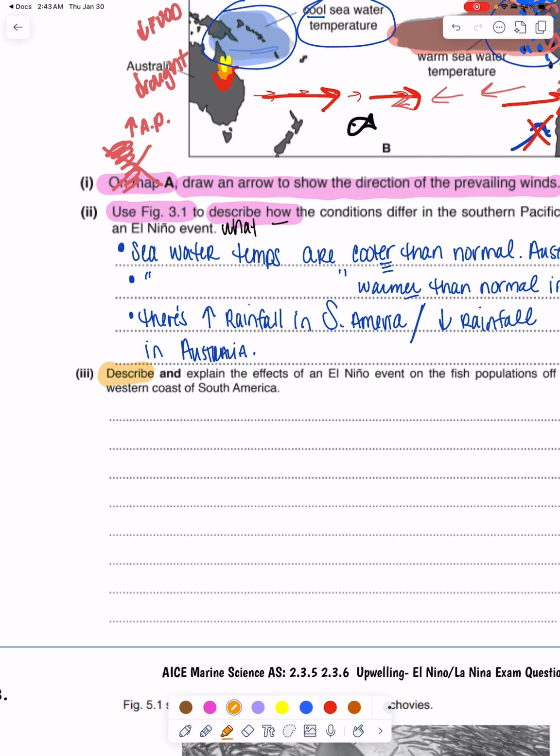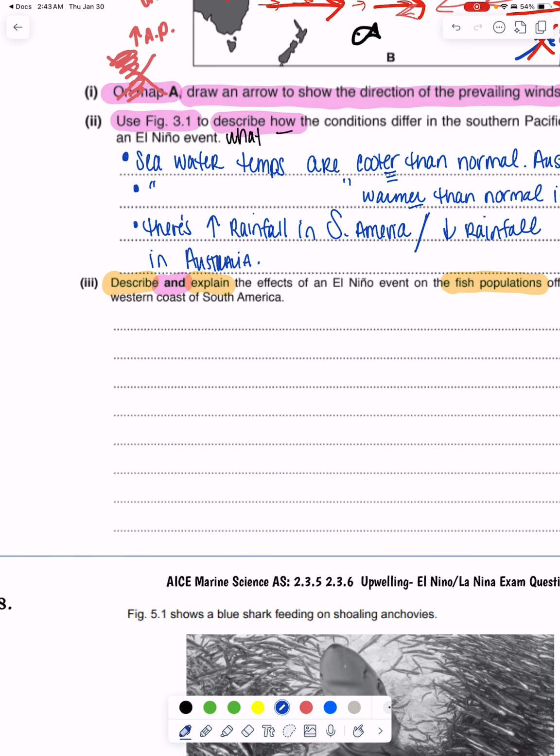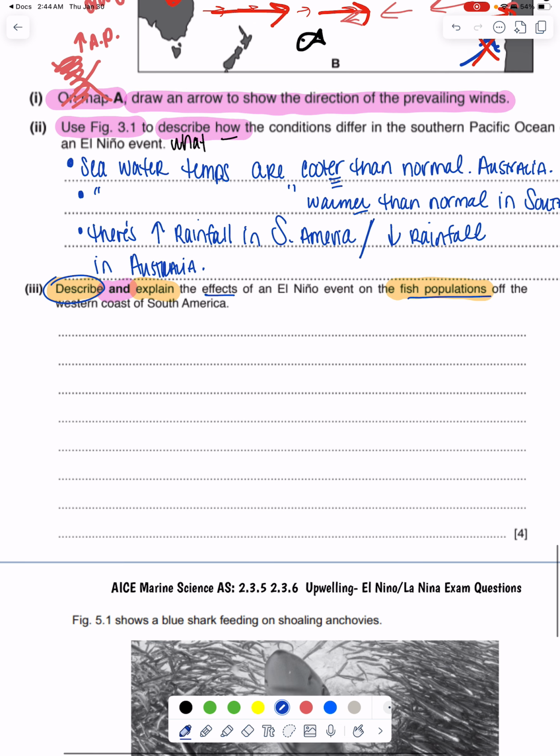Describe, which means what, and explain. So give a reason for what and why. What are the effects of the El Nino event on fish populations off the western coast of South America? That's where the Humboldt Current is. And then we need to give a reason for that. So the first thing you have to do in order to get full marks for this, you have to describe what the effects to fish populations are. Fish population is the amount of individuals in a species or in a group in that habitat. So that's a number. Numbers can go up, they can go down, or they can stay the same. We typically don't talk about things staying the same.